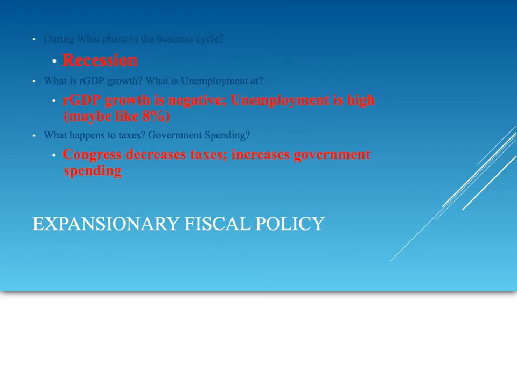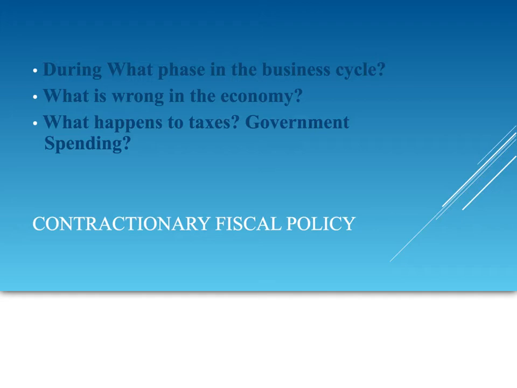So when we use expansionary fiscal policy, it's because we're in a recession. Real GDP growth is negative, unemployment is high, maybe like 8%, because remember full employment's 5%, so pretty much above 7% would be a problem. What happens to taxes and government spending? Congress decreases taxes, increases government spending, helping to get us out of the recession by boosting aggregate demand, increasing it. Same thing as we just did for contractionary fiscal policy.